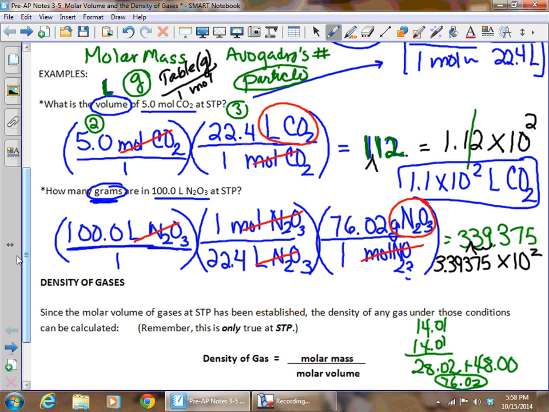Now if we look at the number of sig figs we've got, we have 4 sig figs for our given value. We have 3 sig figs for our molar volume and 4 sig figs for our molar mass. Looks like we're going to go with 3 sig figs. So we need to draw our line here. That next digit says I don't need to round up. I just leave it where it is, and I get 3.39 times 10 to the second grams of N2O3.